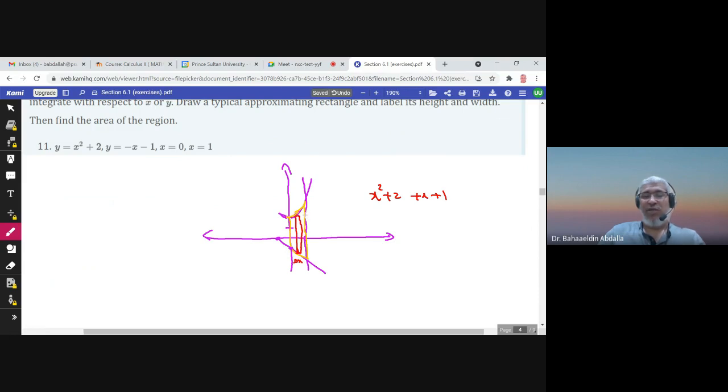Notice if you choose a horizontal rectangle, you have to divide this area into different regions because, for example, here this line is to the right of this, and then this line is to the right, and then this line is to the right of this curve, while a vertical rectangle will just finish the question in one step. So the area would be x squared plus 2 plus x plus 1, so I can write it x squared plus x plus 3, curve minus line dx, and x is from 0 to 1. You can just evaluate the integral easily.